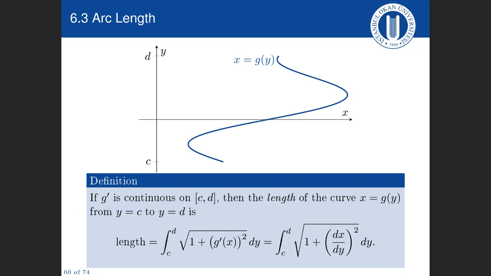Integral from c to d, square root of 1 plus g prime of y, all squared, dy, is equal to integral from c to d, square root of 1 plus dx dy squared dy. All I've done here is I've swapped x and y in the previous formula. Instead of dy dx here and then dx on the end, it's dx dy and then dy on the end.